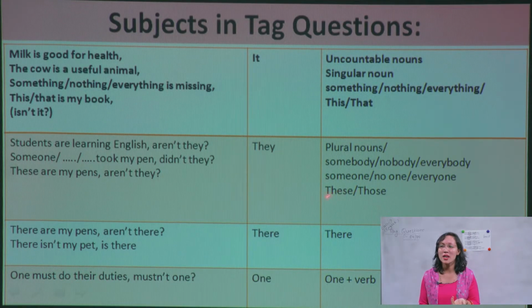These are my pens. When we have these, those, we again use they. These are my pens, aren't they? Next one, second last: when there is there, what do we use? There are my pens, aren't there? There is my pet, isn't there? And one must do their duties, mustn't one? So for one, there, and for these, those, plural nouns we use they, and in the other cases we use it.